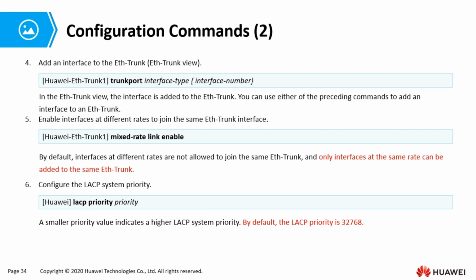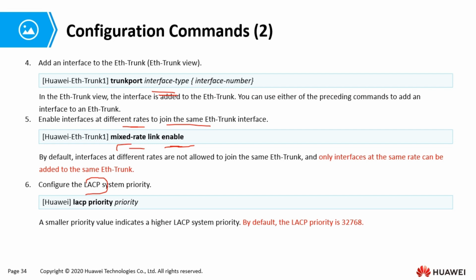Then after that, you add the interface to your Eth-Trunk. Then you enable the interfaces at different speeds to join the same Eth-Trunk, so you use mixed-rate link enable. Because by default, as we just looked at, one of the criteria for selecting Eth-Trunk members is that they should be the same speed. So if you want to ensure they can have different speeds, you have to enable the mixed-rate link enable.